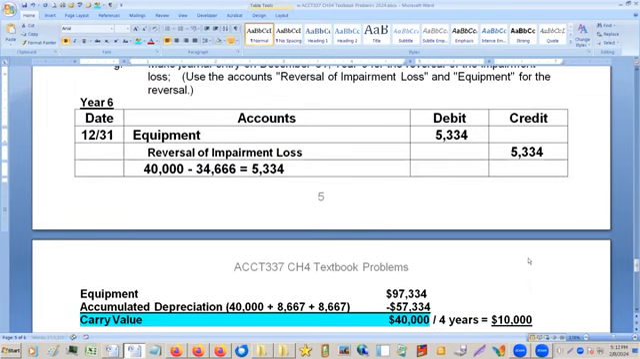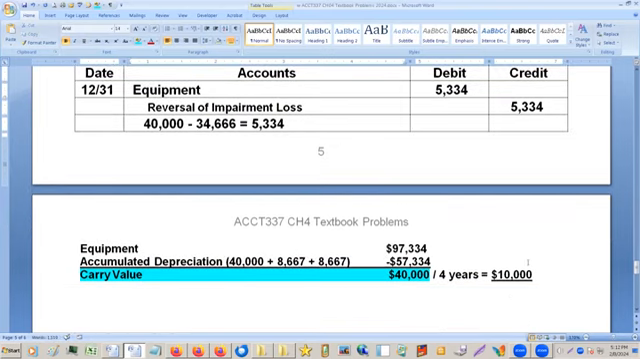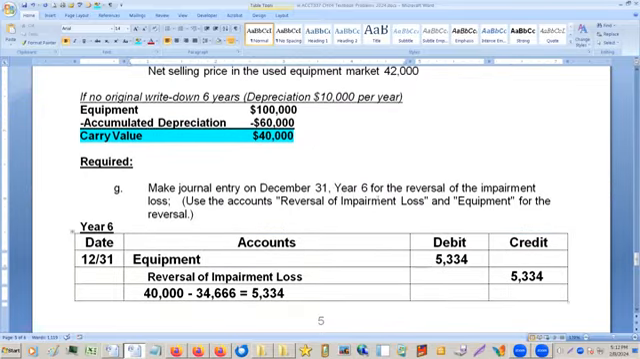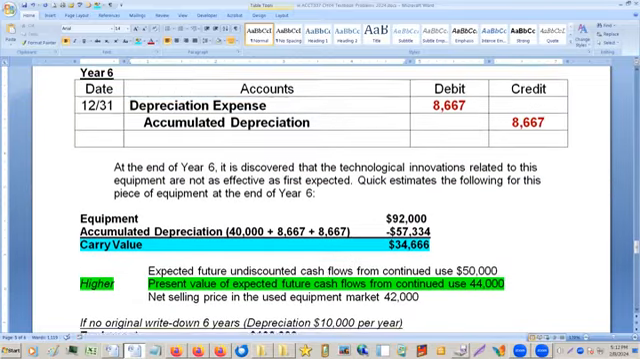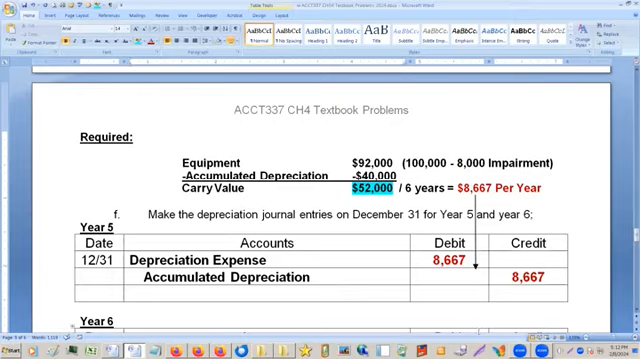Anyway, yeah. So that's, it doesn't ask about the U.S. standard. U.S. standards generally don't allow you to write it back up. They don't allow for recovery.